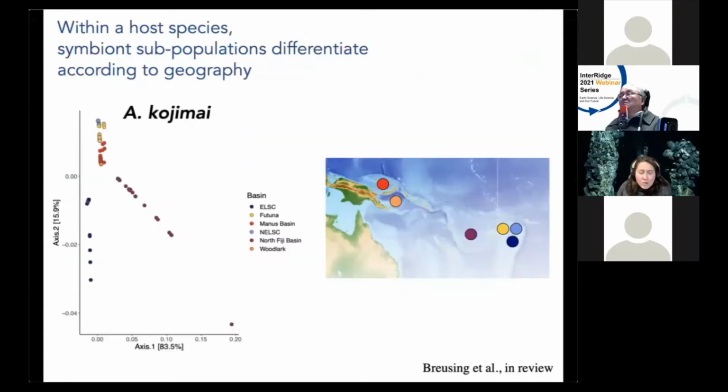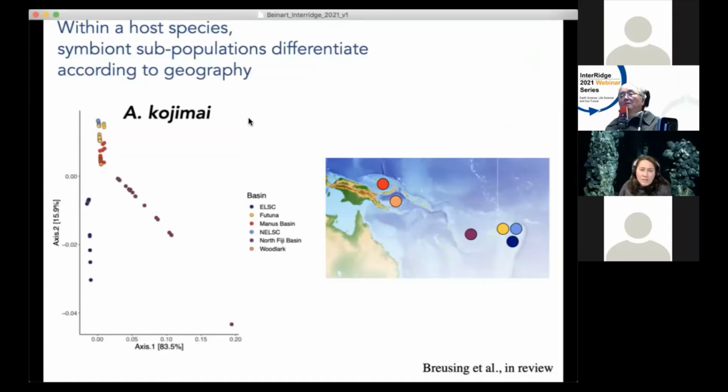And so what we also found is that when we look within a host species, we do see some subpopulation differentiation according to geography. So again, what we're looking at here is the symbiont composition. And in this case, this is just showing an example of Alviniconcha kojimai, one of the species. And then here now we're coloring by different sites where the individuals were sampled from. And what we see is that there is clustering by color, which is by geographic site.